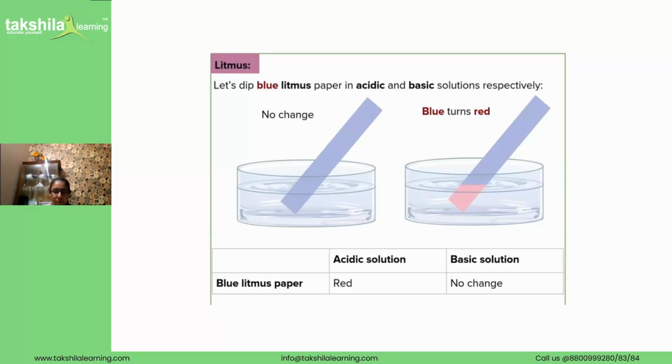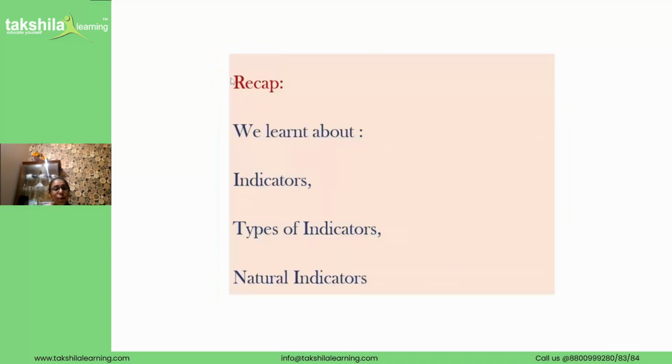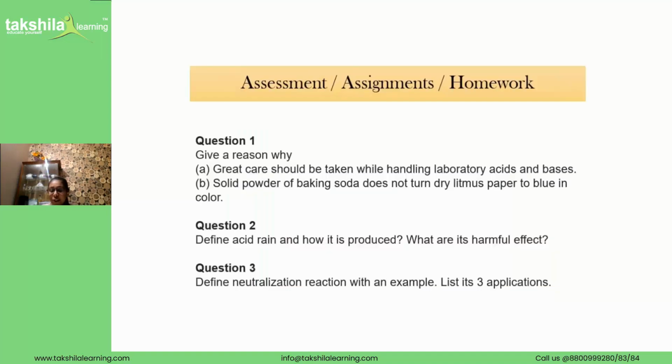And when we put red litmus paper into an acidic solution, no change there, and when we put it into a basic solution, it will change into blue. The recap of the session is: what are indicators, what are the types of indicators, and what are natural indicators. So I hope you enjoyed today's class, and I have some assignments for you.